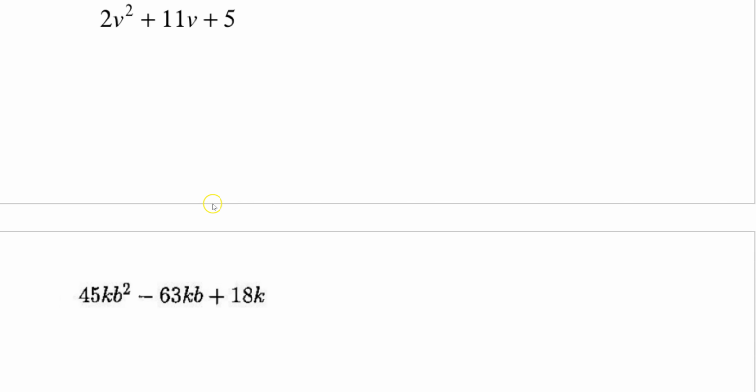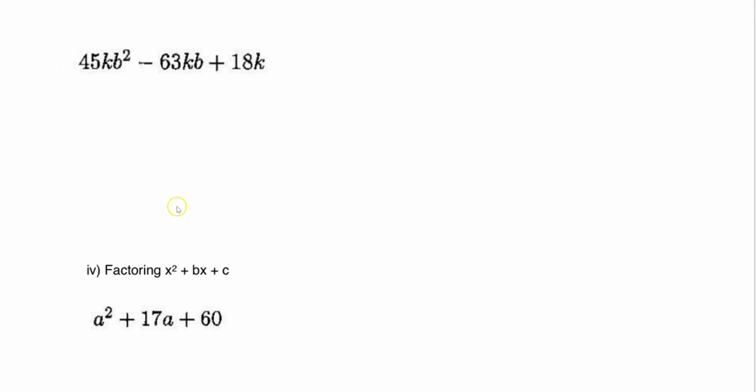I'm going to skip a couple of these because we've done a lot. I'm going to get to this one. So this one looks disgusting. You're like, oh, I do not want to multiply 45 times 18. Yes, you don't. But don't forget rule 1. Factor out a monomial.